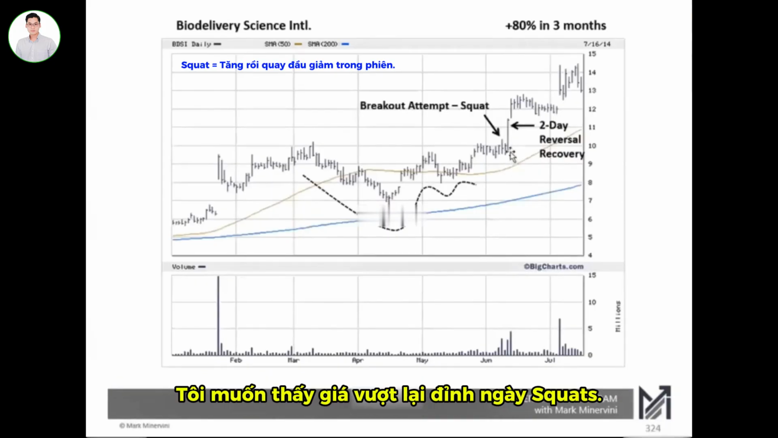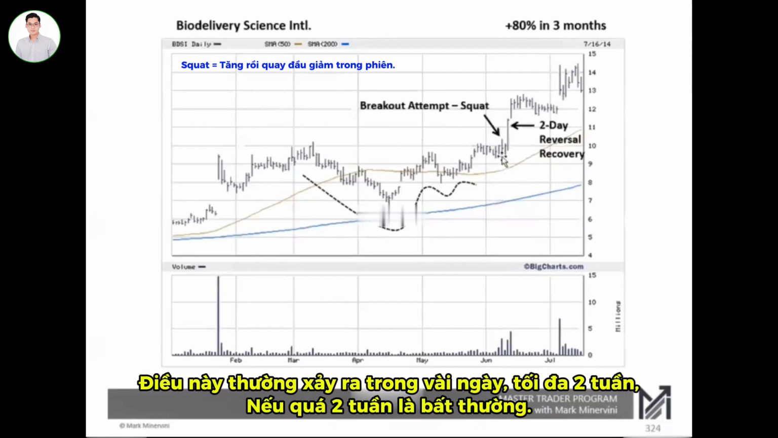And then what I want to see happen is I want to see that squat high, which is the reversal, get recovered and get through that, which I call a reversal recovery. Generally, this should happen within a couple days to no more than a couple weeks. Usually, they happen within days. If it's going to work out, it'll happen in a few days to maybe a week. Sometimes it's more than a week. If it's more than 2 weeks, it's really too long.